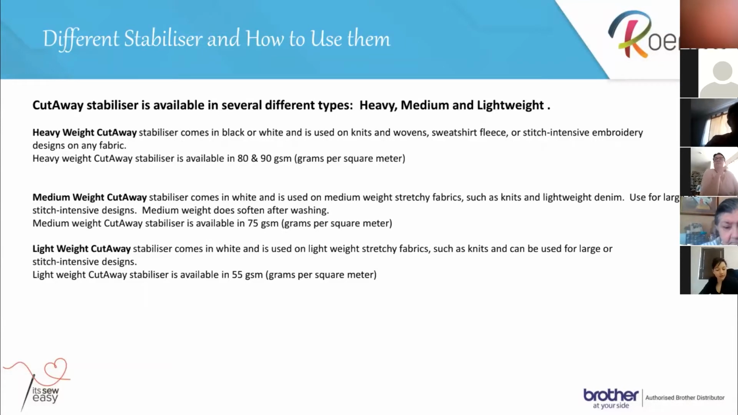Perfect. So then lightweight also just comes in white. This is also considered a lightweight, but we'll go into that in a moment. And this is for lightweight stretchy fabrics like T-shirts. And you can also use it on knitwear. It will keep the stitches if you don't have a high dense embroidery design. Otherwise you would go up in your weight. And this one is available in a 55 GSM.